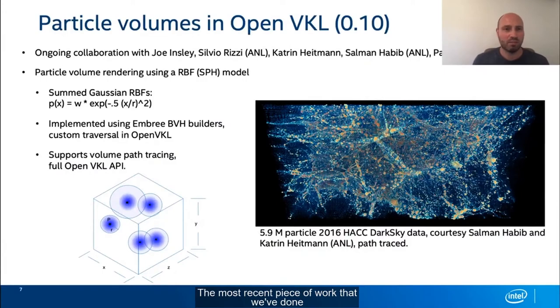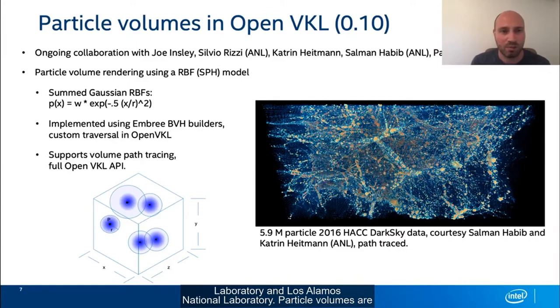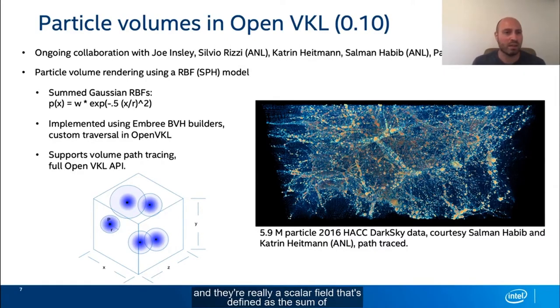The most recent piece of work that we've done directly for cosmology is particle volumes in OpenVKL 0.10. And this is an ongoing collaboration with folks at Argonne National Laboratory and Los Alamos National Laboratory. Particle volumes are a three-dimensional RBF, radial basis function, also known as a smoothed particle hydrodynamics or SPH model. And they're really a scalar field that's defined as the sum of Gaussians, as you can see. This is implemented in OpenVKL using Embree BVH builders and then traversed in a custom traversal inside OpenVKL. And what's great about this is that it supports volume path tracing using the full OpenVKL API. So it's like any other volume that you'd have in OpenVKL. And here we have an image of relatively small, roughly 6 million particle Dark Sky HACC data, that's volume path traced in OpenVKL.